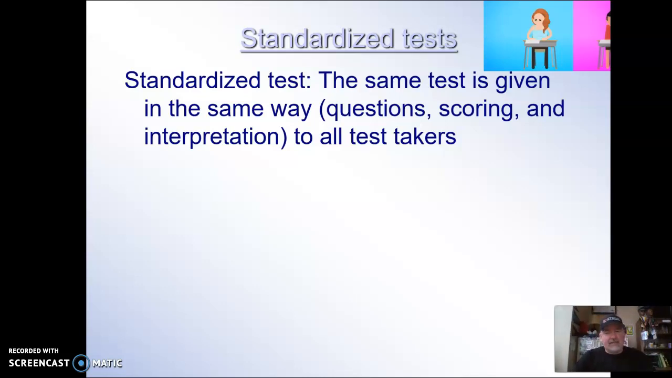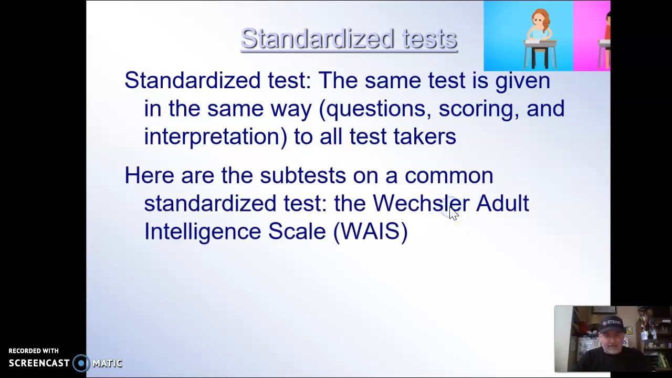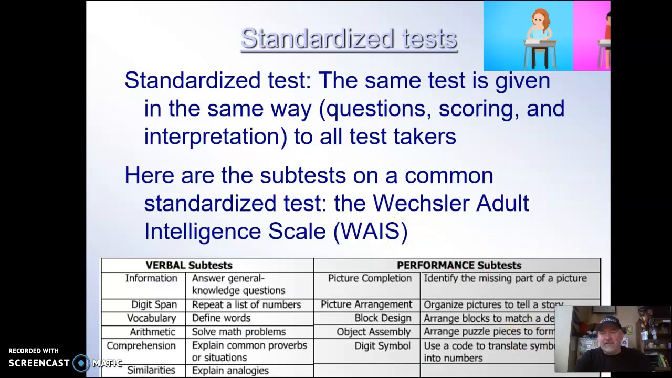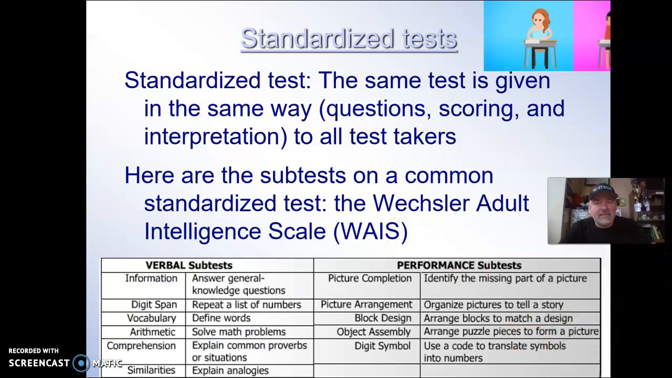And now let's just take a look at this, and then I'm going to let Mr. Davis take over. Let's take a look at the WAIS. And I'm going to move this. Take a look, and you might even want to pause to see some of the things on a classic standardized test that you might be asked. So we have verbal subtests, where we're going to ask general knowledge questions, repeat a list of numbers. This is memory, comprehension over here.